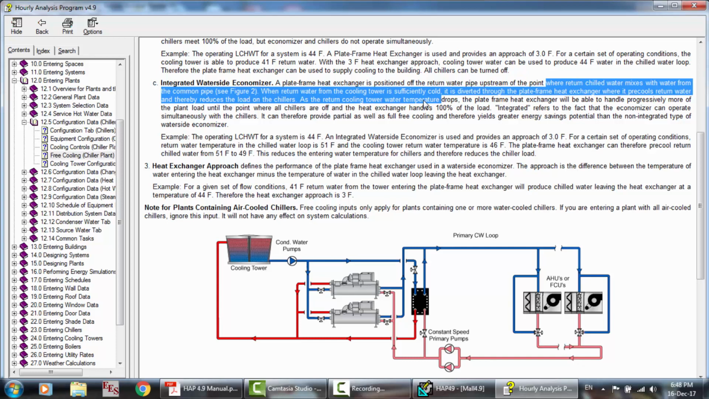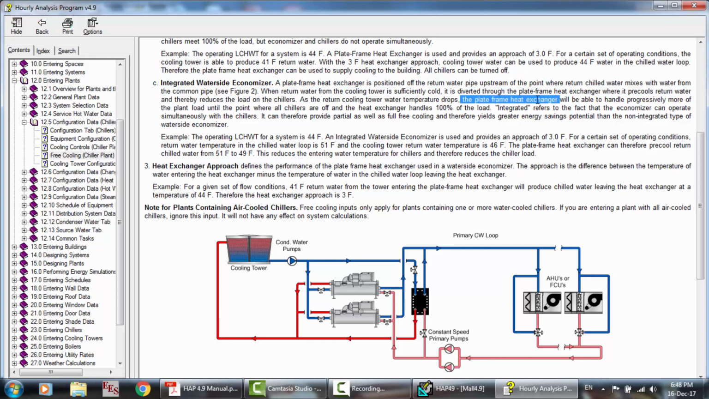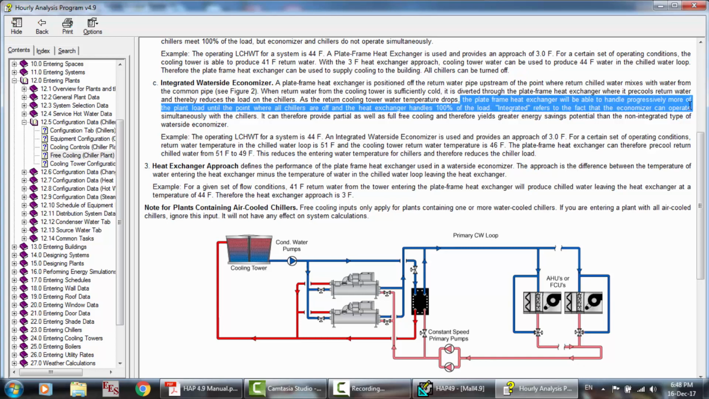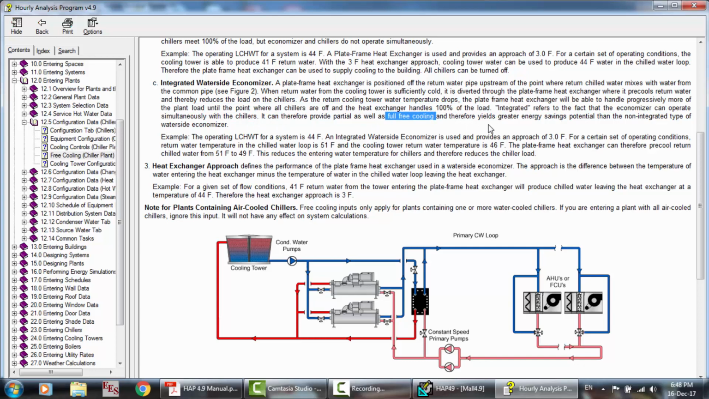As the return cooling tower water temperature drops, the plate frame heat exchanger will be able to handle progressively more of the plant load until the point where all the chillers are off and the heat exchanger handles 100% of the load. So integrated refers to the fact that the economizer can operate simultaneously with the chillers. It can therefore provide partial as well as full free cooling and therefore yields greater energy savings potential than the non-integrated type of water side economizer.